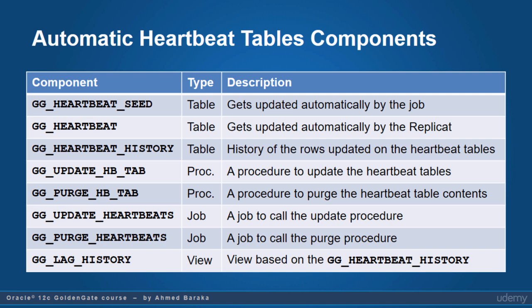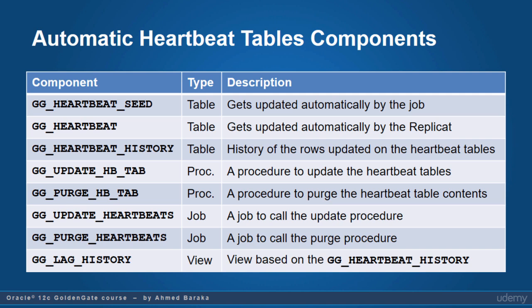You would also have the UPDATE_HB_TAB procedure, which will automatically update the heartbeat seed table. The second procedure is PURGE_HB_TAB, which is used to purge the heartbeat table contents. The solution also creates two jobs. The first one calls the update procedure, and the second one calls the purge procedure.